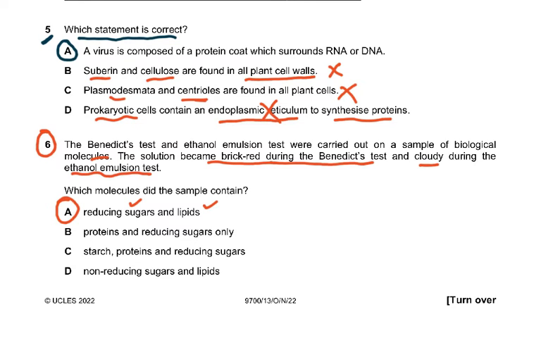B is wrong. Why? For proteins, you do the biuret test. For Benedict's, you do it only on reducing sugar. Starch, you do the iodine test. Protein, biuret test. Benedict's test for reducing sugar. And non-reducing sugar, you do sucrose, and then of course you do HCl hydrolysis and all that. And lipids is the ethanol emulsion test. So that is why the answer was A and the others are wrong.